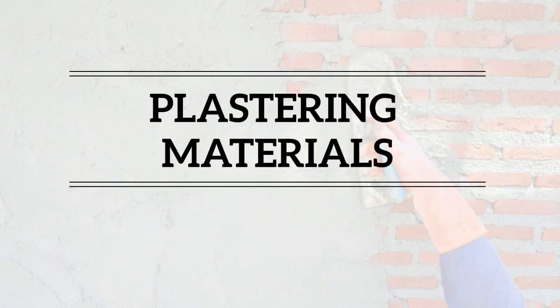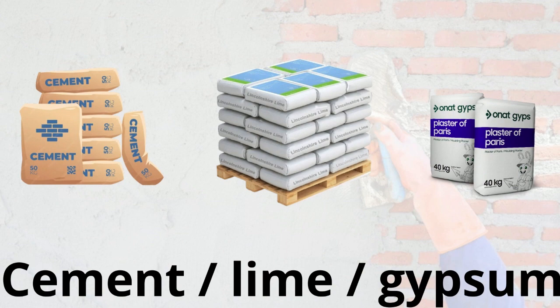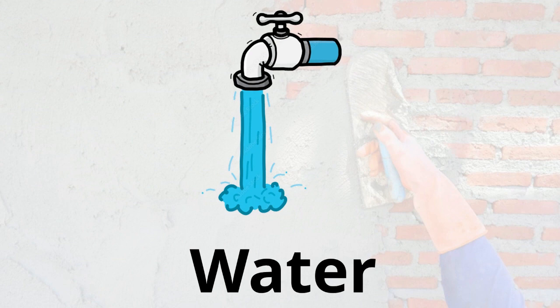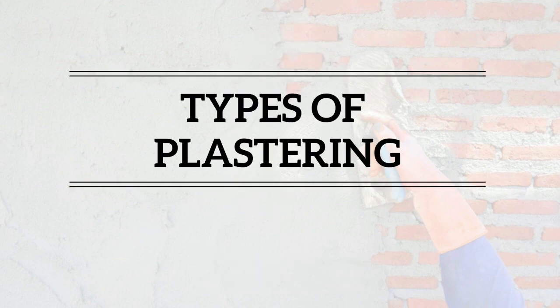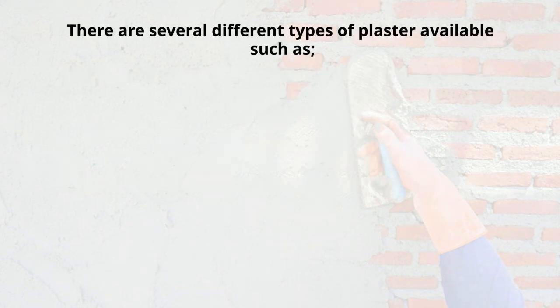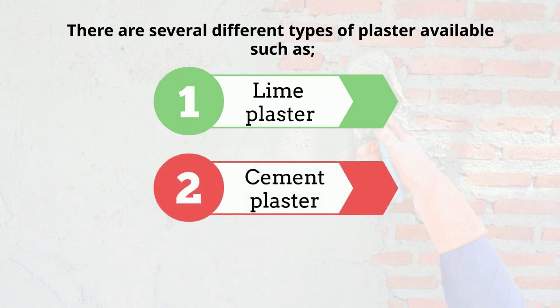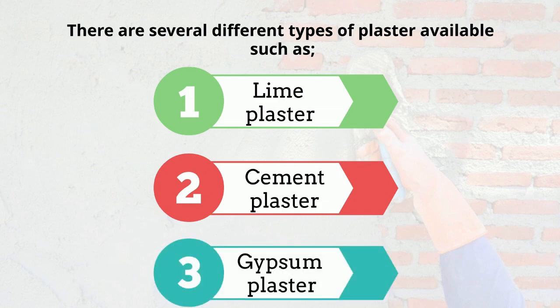Plastering materials: cement, or lime, or gypsum, sand, water. Types of plastering. There are several different types of plaster available, such as: 1. Lime plaster. 2. Cement plaster. 3. Gypsum plaster.